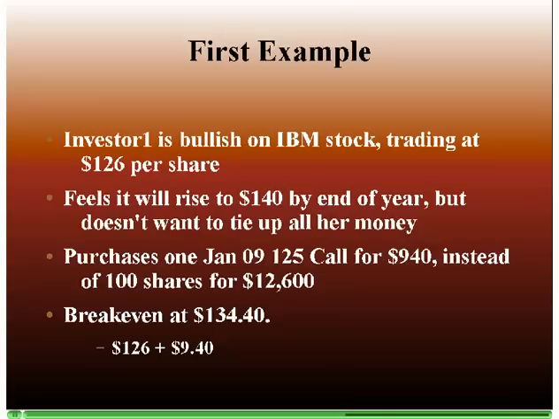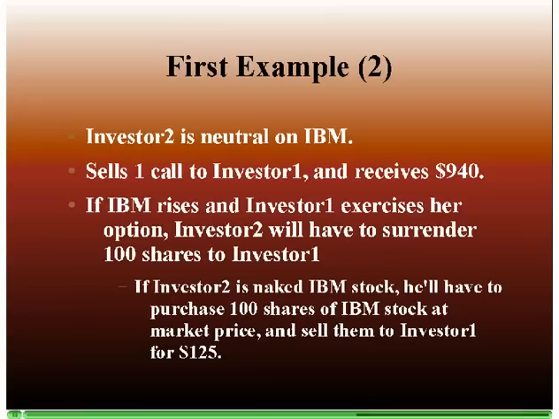However, she doesn't break even until the stock is at $134.40, which is the strike price of $125 plus the premium paid. Investor 2 is neutral on IBM and feels it'll remain flat. He sells one call to Investor 1 and receives $940. If IBM rises in value, Investor 1 may decide to exercise her call, allowing her to purchase IBM for $125. If this occurs, Investor 2 must deliver 100 shares to Investor 1 for $125.